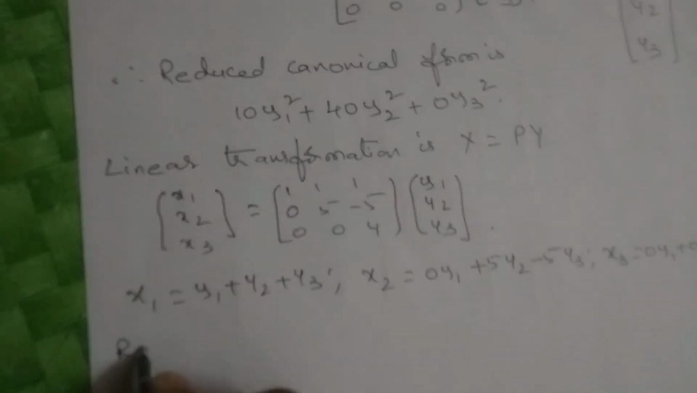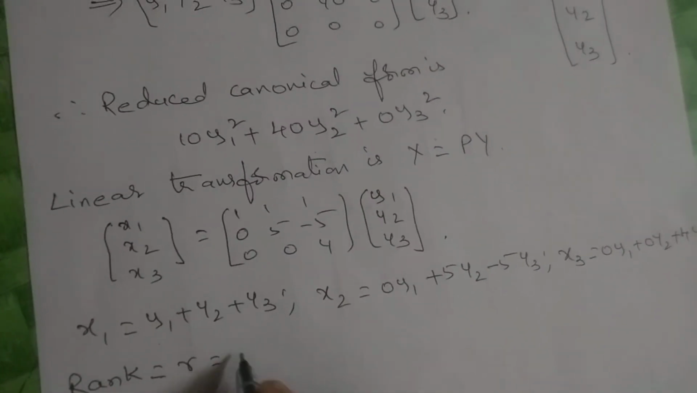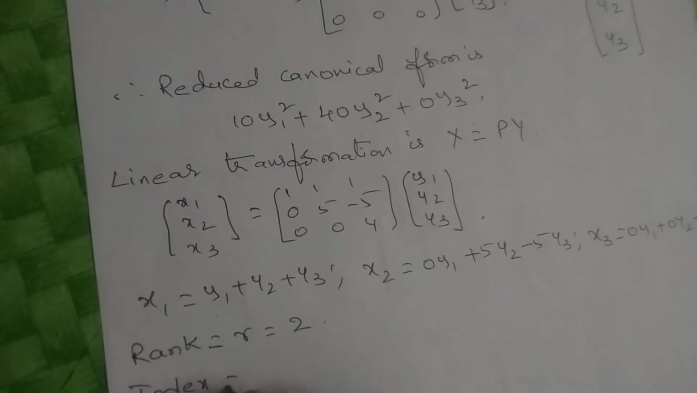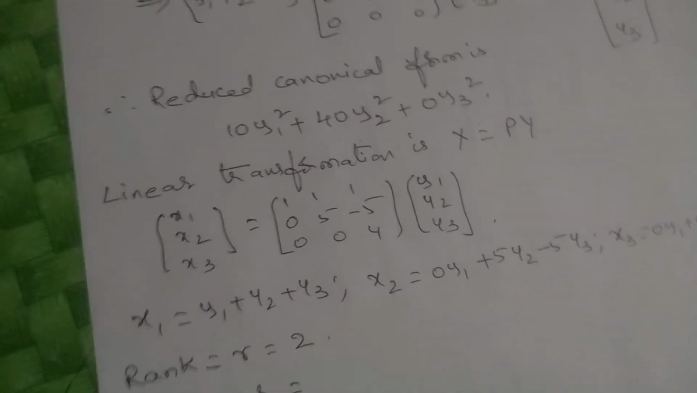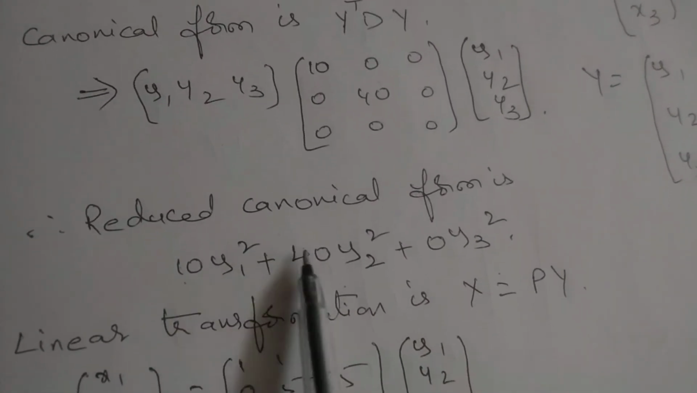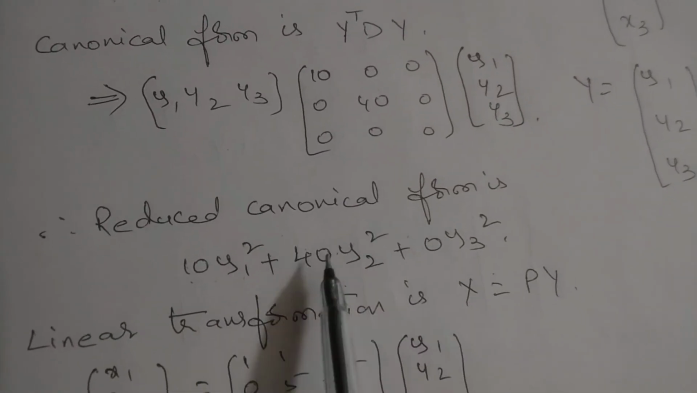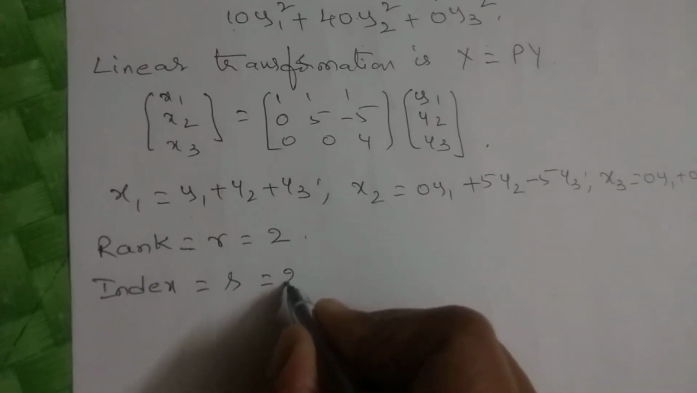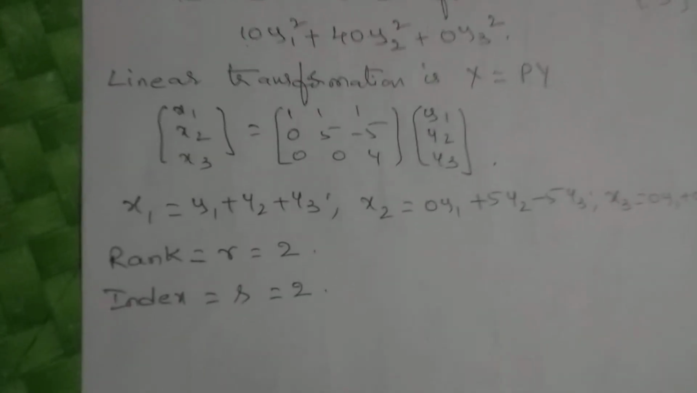Now from this, what is the rank? Rank is equal to, we have two non-zero rows, so R is equal to 2. Okay, now what is index? Index is denoted with S. S means the number of positive terms. In the reduced canonical form, we have three terms, but only two values, and both values are positive. So index S is equal to 2.